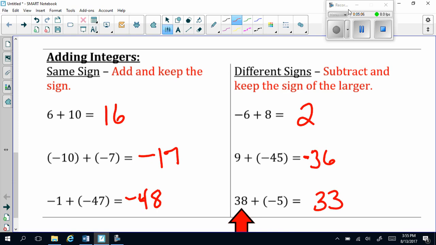We're going to do some practice on this, and again we are going to demonstrate why these rules work, but I wanted you to at least refresh your memory on the rules.